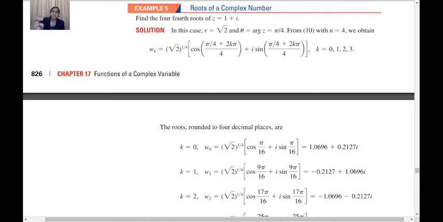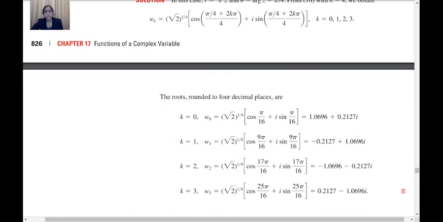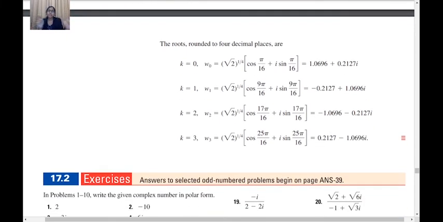So when we substitute the values, we'll get the following values, which are given, that is, when k is 0, we'll get w0, then the value is 1.0696 plus 0.2127 i, and correspondingly you can determine the values when k is 1, 2 and 3. So you can see that these numbers we cannot easily plot on the circle, and they need not be equally spaced. That is not true in every case, it's just that it happens for a few numbers.